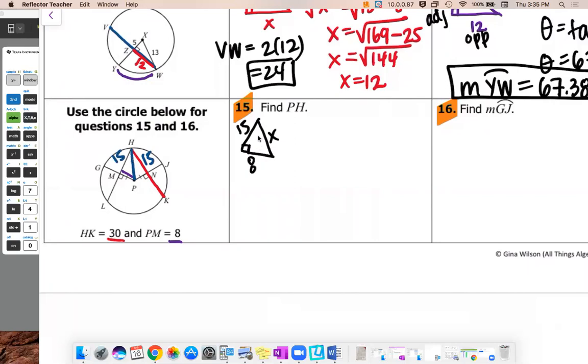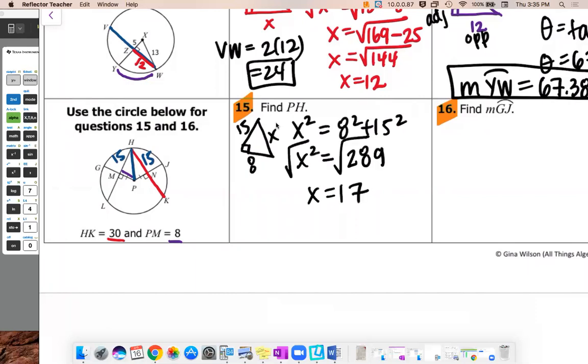The x is going to be the thing that's all by itself because it's across from the 90. So x squared equals 8 squared plus 15 squared. If I do 8 squared plus 15 squared, that becomes 289. Take a square root, you get x is equal to 17. So then that means PH is equal to 17. So this length inside of here is a length of 17.